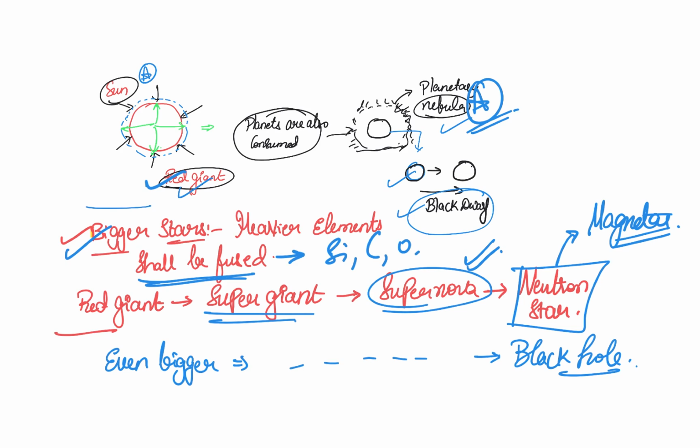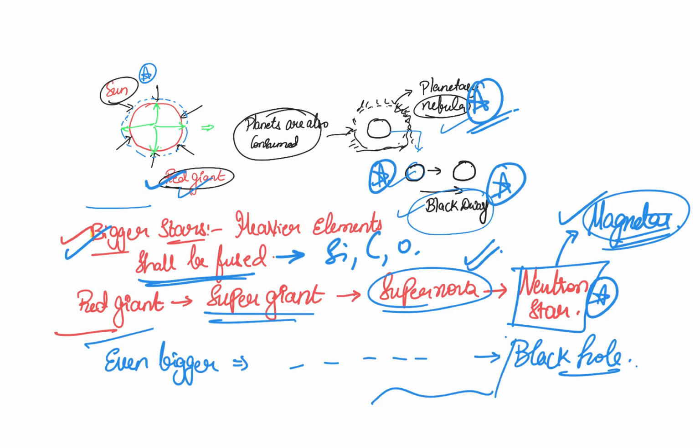So you have to know that if there is a statement given in UPSC prelims that magnetar is actually smaller than sun, it is a false statement. If it is given that it is bigger than sun, it is a right statement. Why? Because it is not ending up as a black dwarf or a white dwarf, but it is ending up as a neutron star.